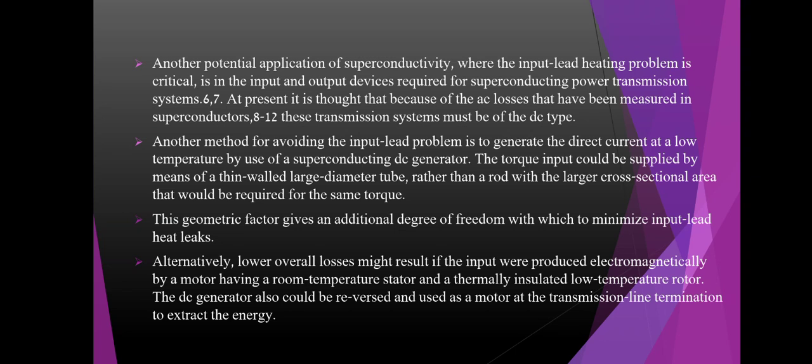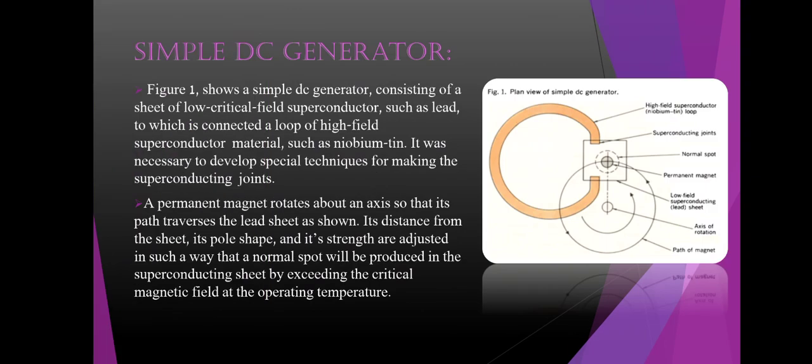Alternatively, lower losses might result if the input were produced electromagnetically by a motor having a room temperature stator and a thermally insulated low temperature rotor. The DC generator also could be reversed and used as a motor as the transmission line termination to extract the energy. Now, what is a simple DC generator?